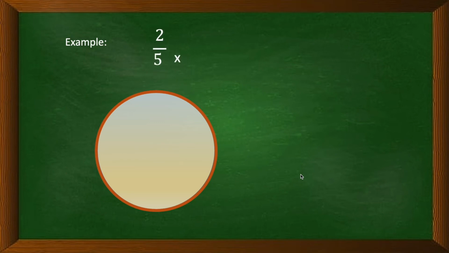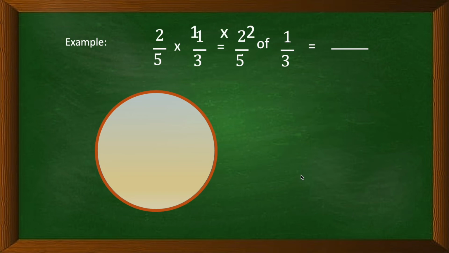Let's say in this example, let's find 2/5 times 1/3, which is the same as 2/5 of 1/3. If we apply the procedure that we use for multiplication of fractions, it would be 2 times 1, that is the product of the numerators, divided by 5 times 3, which is the product of the denominators. So we get 2/15. Let's use our area model to confirm this.